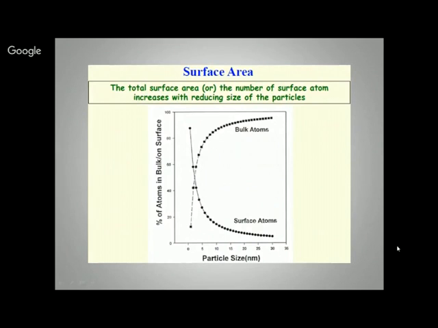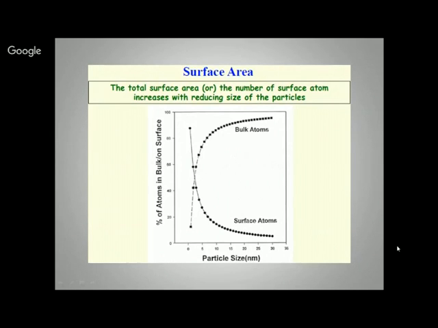In this slide, you can see along the x-axis the particle size in nanometers, and along the y-axis the percentage of surface atoms. You can easily see that as the size goes on increasing, the number of atoms in the particle on the surface goes on decreasing, but the number of atoms in the bulk goes on increasing. There are two curves: one showing bulk atoms, the second showing surface atoms.